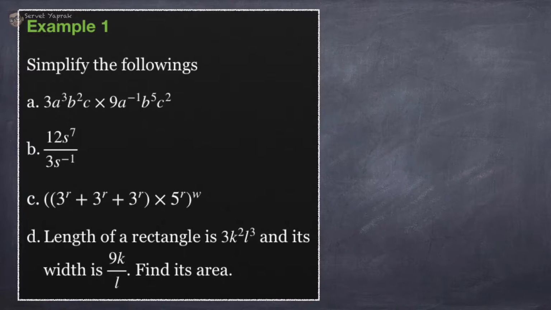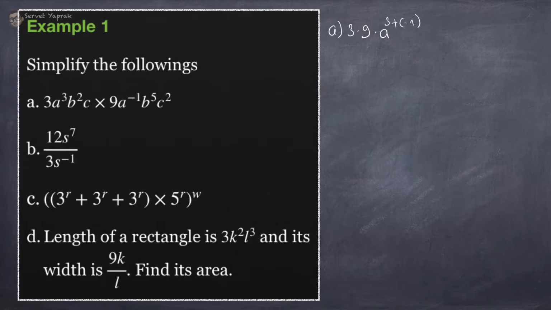Example, simplify the following. In part A, we will multiply these two expressions. We will multiply constant numbers with each other, so 3 and 9. And then we will multiply terms with the same base, so A and A, B and B, C and C. So it will be 3 times 9 times a to the power 3 to the power of -1.